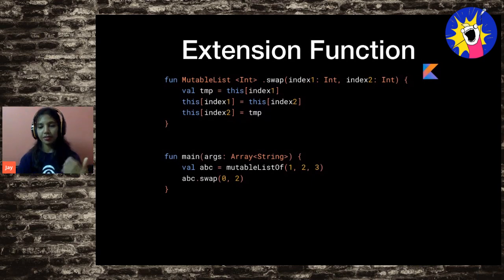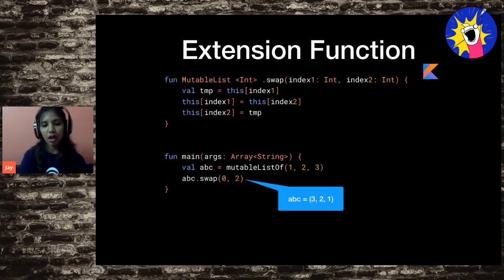The next feature is extension functions. Kotlin allows you to extend any type so that you will be able to make use of new functionalities without inheriting the class. So here I'm adding a function swap to the receiver type, mutable list. And when I use the swap on the mutable list instance, I'll be able to easily use it even without inheriting from a different class. So now my ABC's value will be, swapping the 0th and the second location, 3, 2, 1.